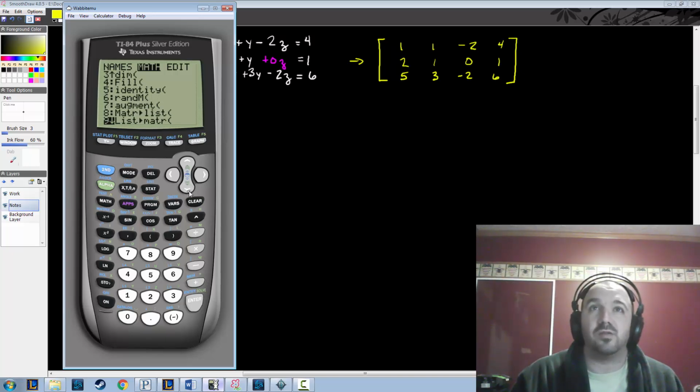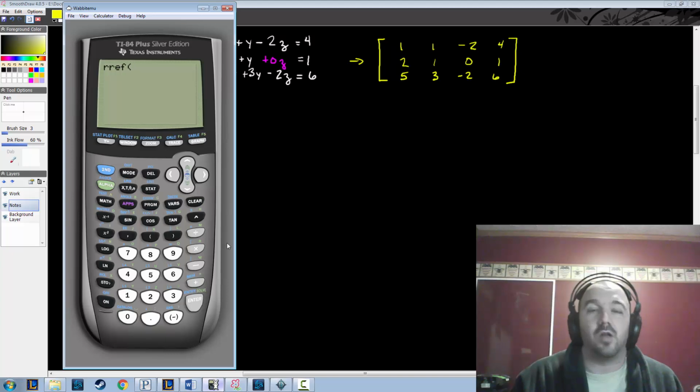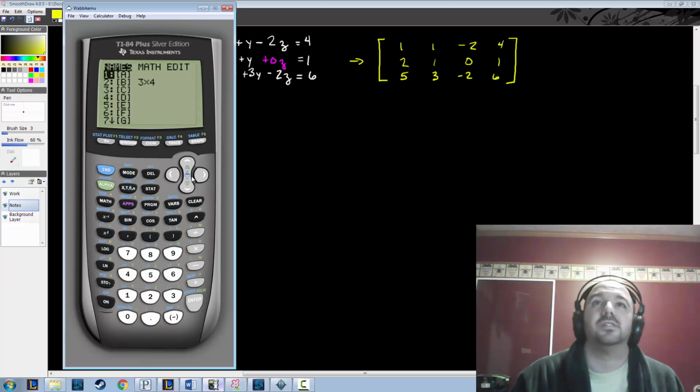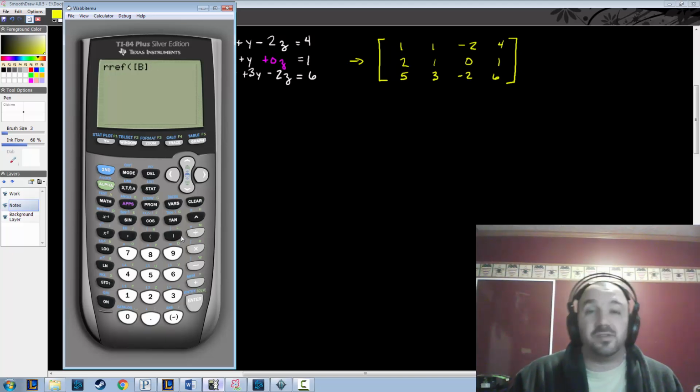You can scroll down until you find B and then hit enter, or you can just say alpha and then the apps key for B, and it'll automatically put that in. Once you're here, I got to call the matrix, so second matrix, and then I choose matrix B. Now this is totally optional, but you close the parentheses, hit math, go to fraction.